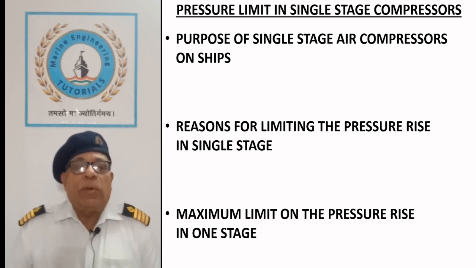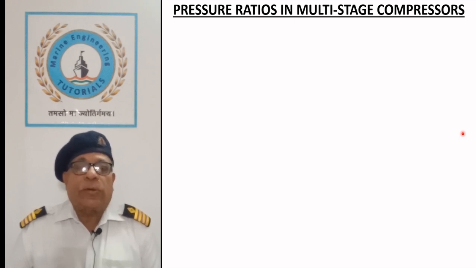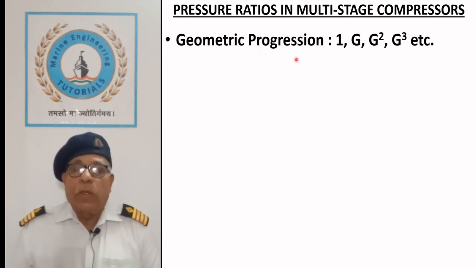Pressure ratios in multistage compressors. Pressure ratios in multistage air compressors are in geometric progression. A geometric progression is a sequence of numbers where each term is obtained by multiplying the previous term by a fixed number called the common ratio. Here the common ratio is G. So the sequence becomes 1, G, G square, G cube, etc.